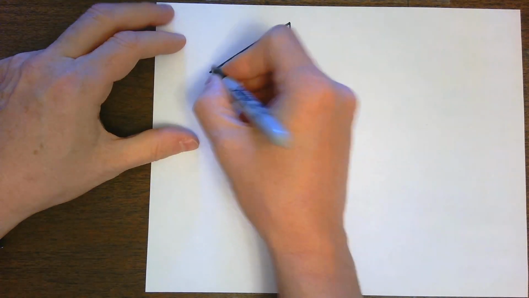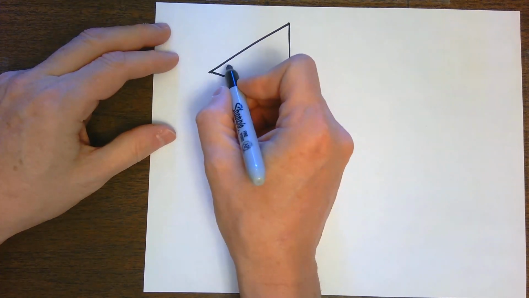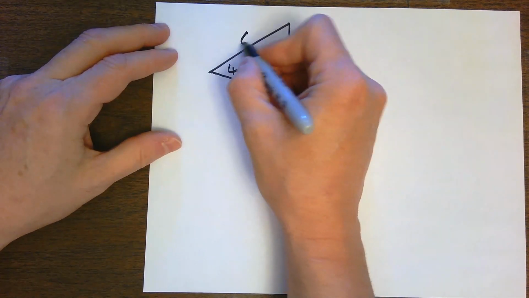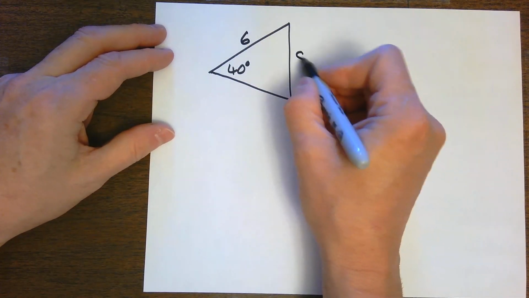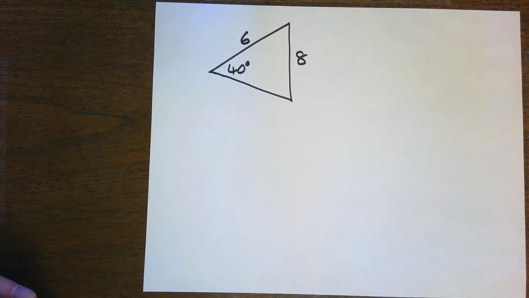triangle. Suppose I have a triangle like this, and I'm going to tell you that this angle is 40 degrees, that this side is 6, and that this side is 8. And I want to find the missing information in this triangle.